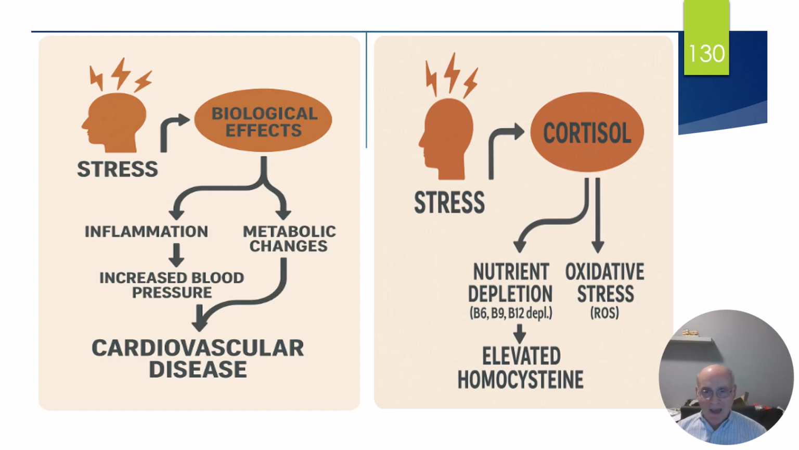So we can see here, how does stress affect cardiovascular disease? Through a number of different ways. Stress activates the whole chain of events leading to inflammation. Inflammation can increase blood pressure. It can alter metabolic changes, which ultimately lead to cardiovascular disease. But stress elevates cortisol, and high cortisol drives more free radical pathology, depletes more vitamins, especially B vitamins, and in particular B6, B9, and B12. So B6, folate, and B12, which leads to elevated levels of homocysteine.